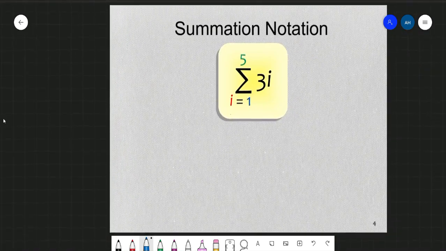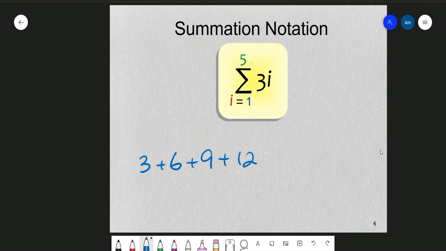Now I want to introduce what we call summation notation. For example, if we have a sequence like this, and we add them up, that becomes a series. We call, let's say, 3 plus 6 plus 9 plus 12 and plus 15. The last term in this series is 15, starting from 3.